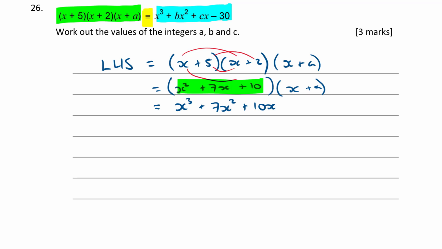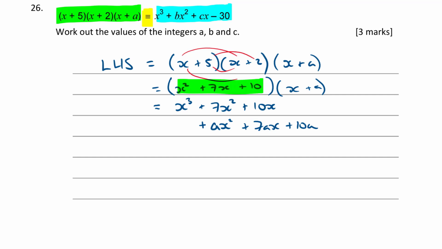Now I'm going to do the same thing. I'm going to take everything in there and multiply by a. So then I'm going to get ax squared. I'm just going to write it underneath and offset slightly. Ax squared. Can you tell why? And then I'm going to do 7x times a, which is 7ax. And then I'm doing 10 times a, which is 10a.